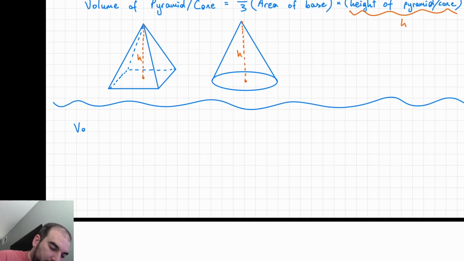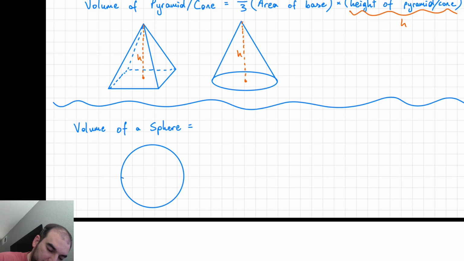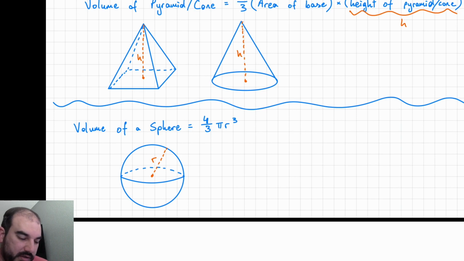As for the volume of a sphere, if I have a sphere, again with the radius, right, from the center to any point on the sphere, that is the only dimension we have in there. So then there's just a formula for this. The volume of a sphere is 4/3 pi r cubed. Right, so we just have a formula for that. We use that formula to find the volume of a sphere.